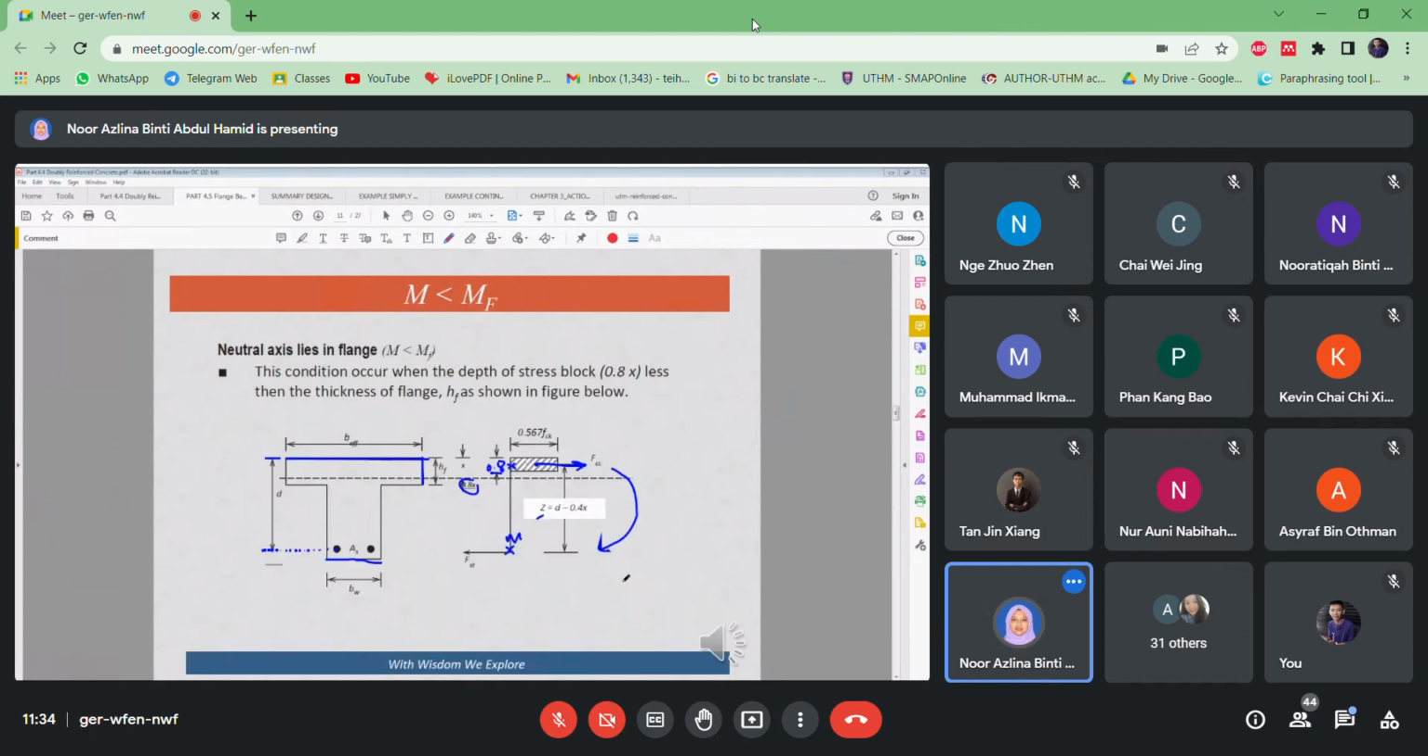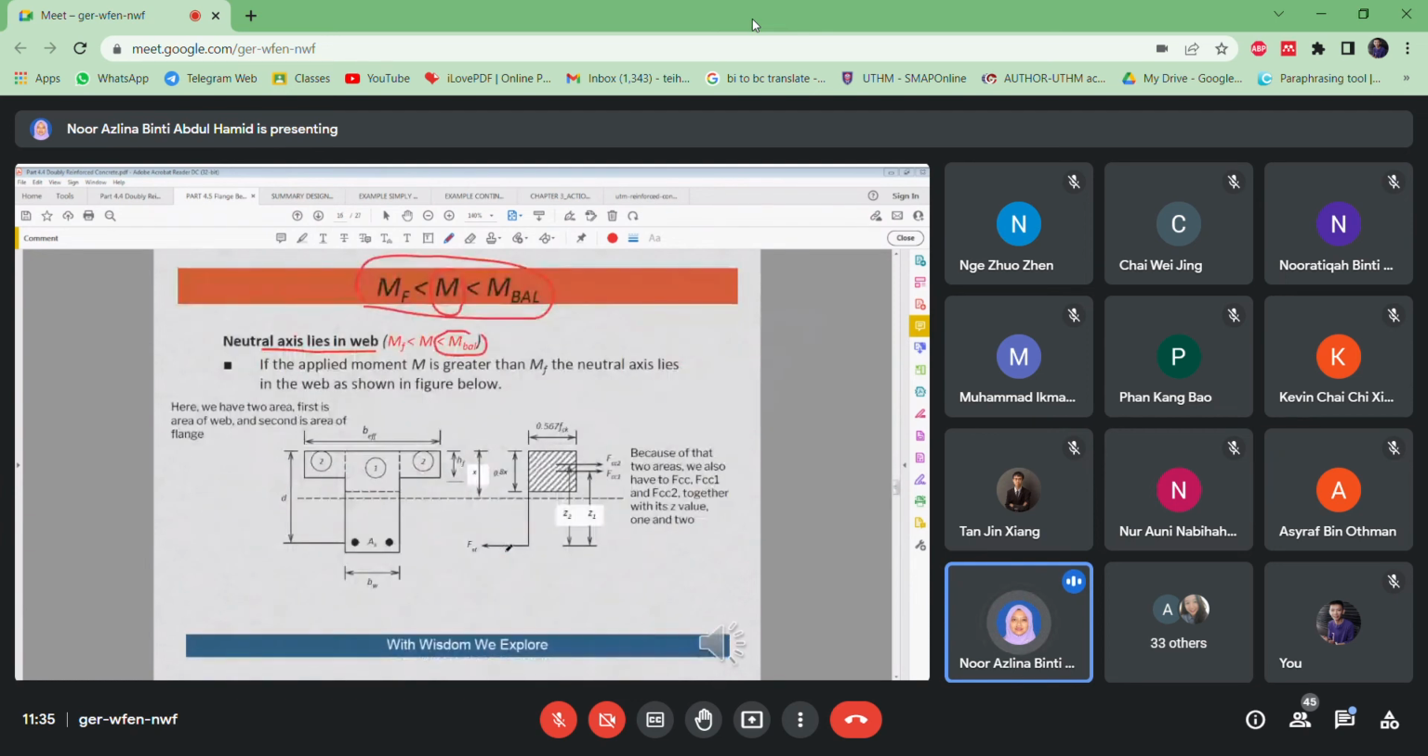Okay, for the first situation, for the first condition, the neutral axis lies in the flange. So that means it only has an Fcc at the compression area. Okay, this is only Fcc for the compression area. So the bottom one here is the tension area, which the tension will be supported by the Fsd, by the steel reinforcement.